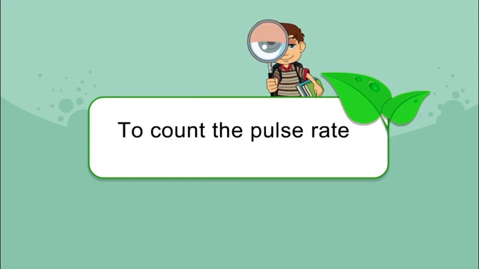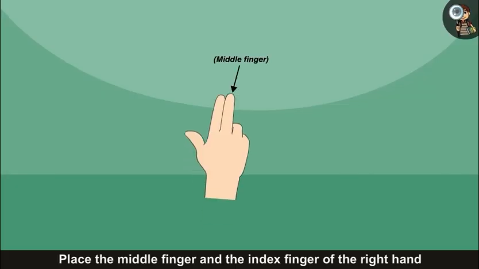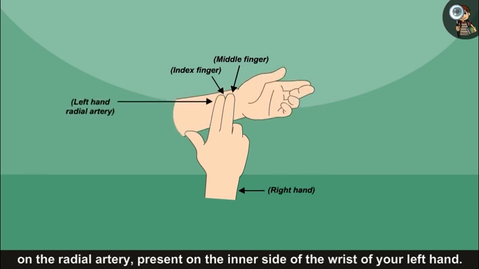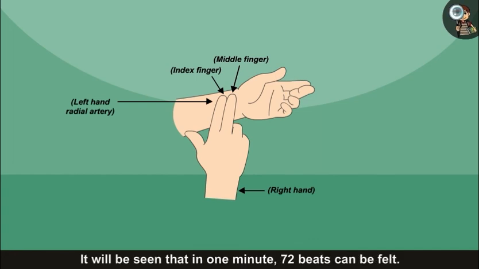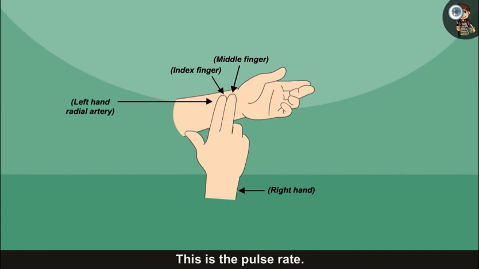The pulse rate. Place the middle finger and the index finger of the right hand on the radial artery present on the inner side of the wrist of your left hand. If the fingers are pressed down, the heartbeat can be felt. Note the time and count the heartbeat. It will be seen that in 1 minute, 72 beats can be felt. This is the pulse rate.